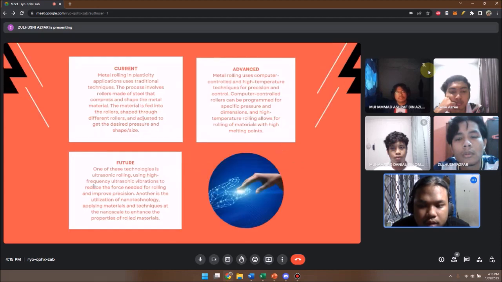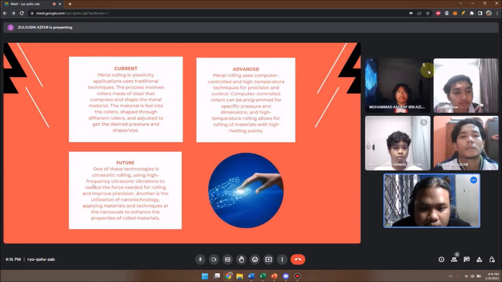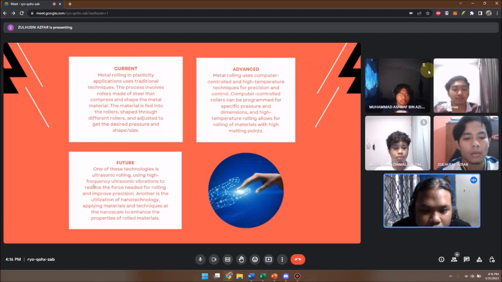Next. The current technology of metal rolling in plasticity application is based on traditional techniques that have been used for centuries. The process typically involves the use of a set of rollers used to compress and shape the metal material. The rollers are typically made of steel and are powered by electrical or hydraulic power. The material is fed into the rollers and is compressed and shaped through the use of different rollers with varying diameters. The rollers are adjusted to apply the desired amount of pressure to achieve the desired shape and size.